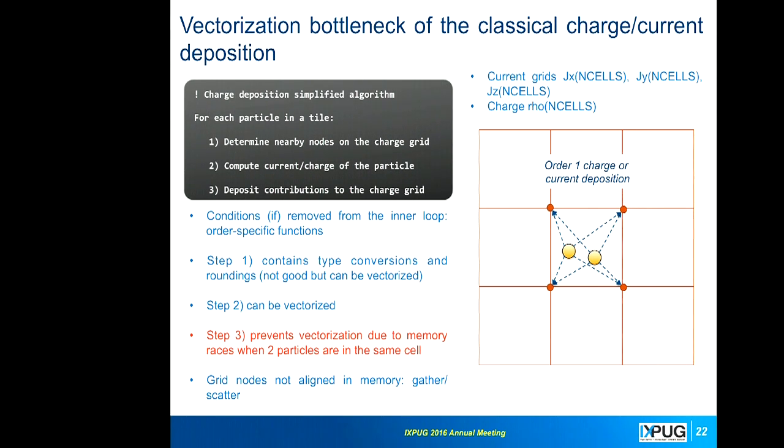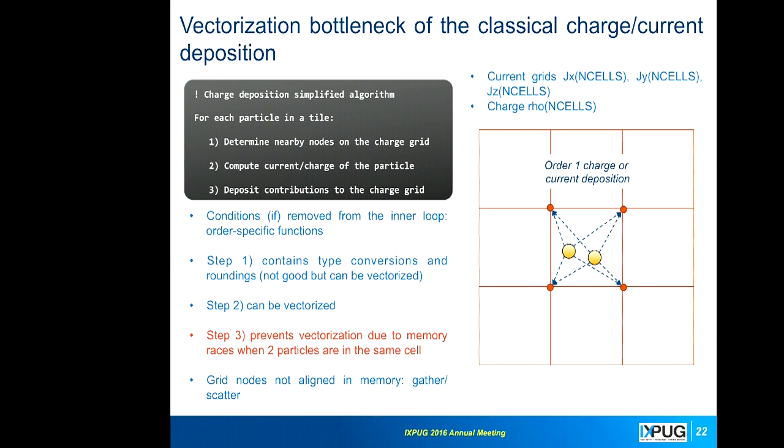For the last optimization, I would like to focus on vectorization. One of the bottlenecks, the main hotspot of the code for the vectorization, is the charge and current deposition. First I will remind you what I mean by charge and current deposition. It is when the particle deposits on the nearby vertices of the grid the charge or the current they have generated.